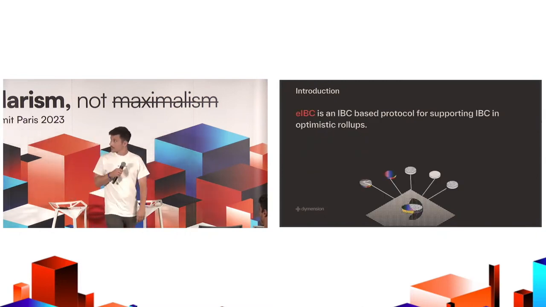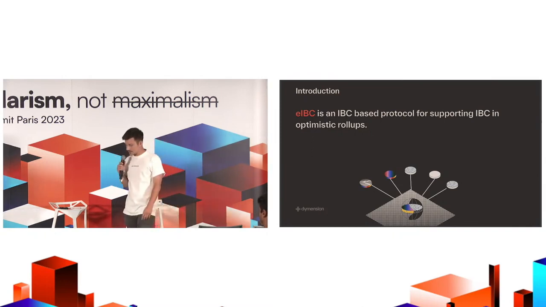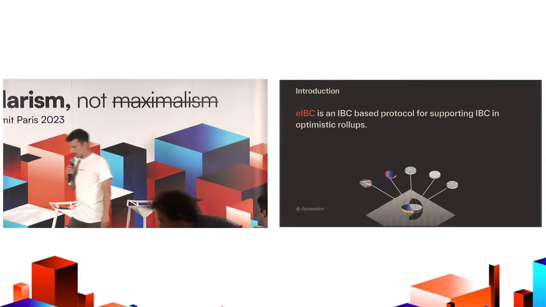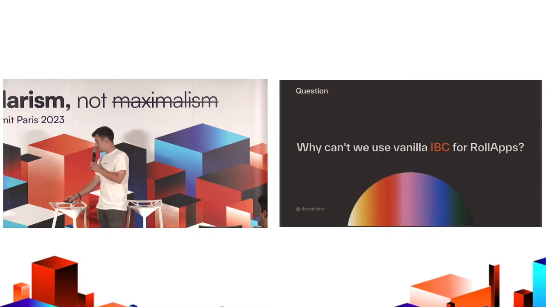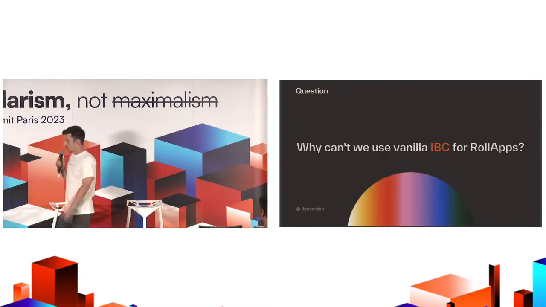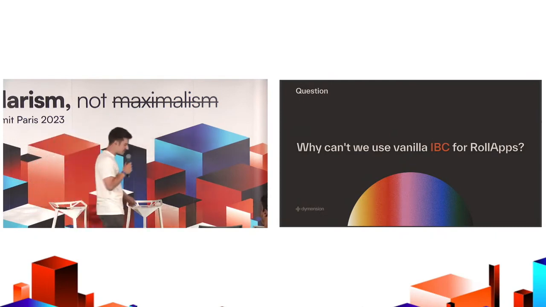So eIBC is an IBC-based protocol for supporting optimistic rollups. What does this mean, and why do we need this protocol? Why can't we use just IBC? This is a question that comes to mind. Why can't we use vanilla IBC for rollups?